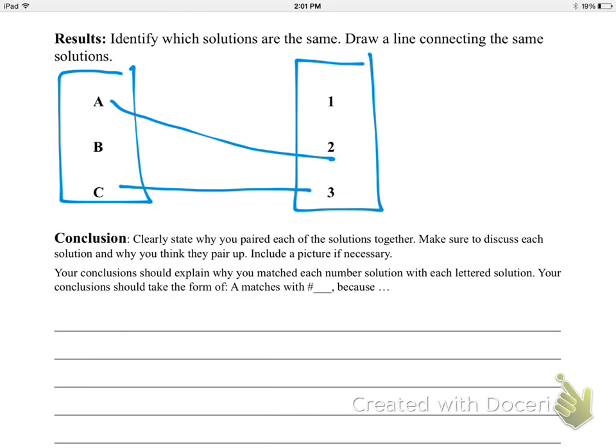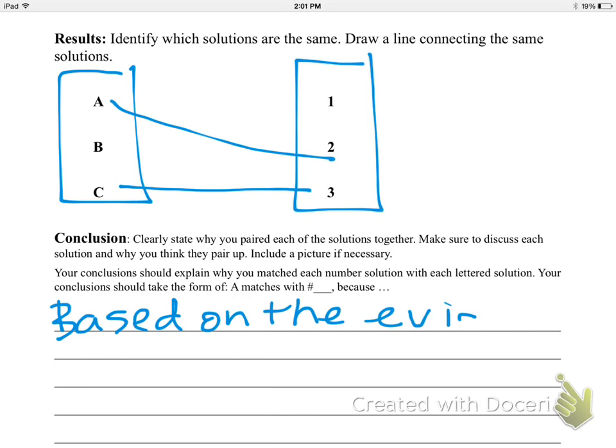Finally, you're going to write a conclusion. So this is where we write based on the evidence, I see that. And then you need to make sure you are telling me which of them match. So A matches with number 1 because both my partner and I saw this. So I should see 3 more sentences that have A matches with this number, B matches with this number, and C matches with this number. Now you should be ready to begin the lab.